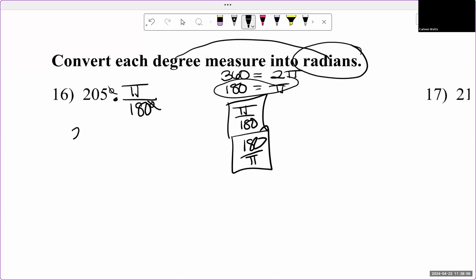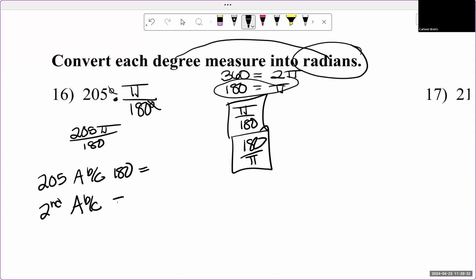Okay, now 205 pi over 180. Now I'm going to use the ABC button. Oh no, it's going to come out improper. So I'm going to go 205 ABC 180. I got that little U thing, right? I got a mixed number. Equals. And then I'm going to go second ABC equals, second ABC equals. There we go. So what's the answer?